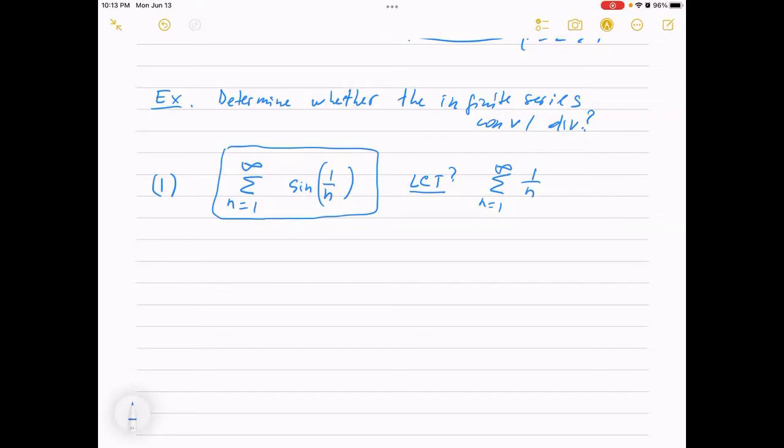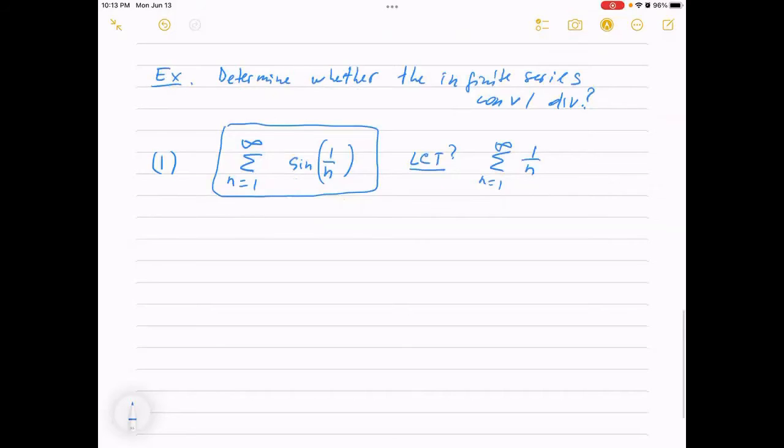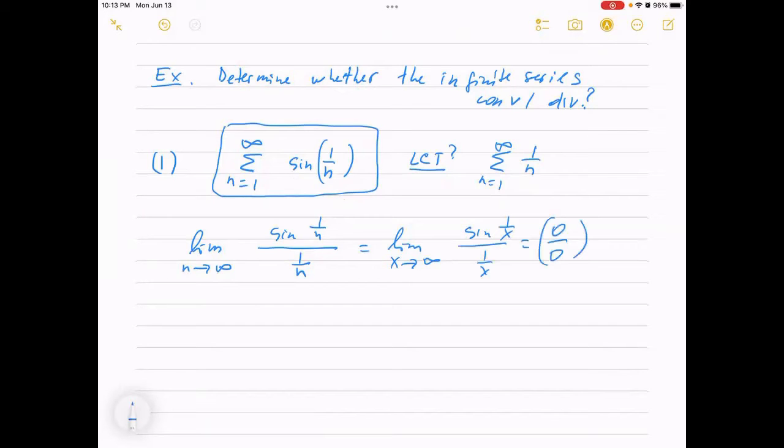So first we want to figure out whenever we have permission to do that. We take the limit as n approaches infinity of the first term, sine of 1 over n, and the term of the second series, 1 over n. We switch to corresponding functions: sine of 1 over x divided by 1 over x. We get 0 over 0, because 1 over infinity is 0, and sine of 0 is 0. So we are allowed to do LHR.